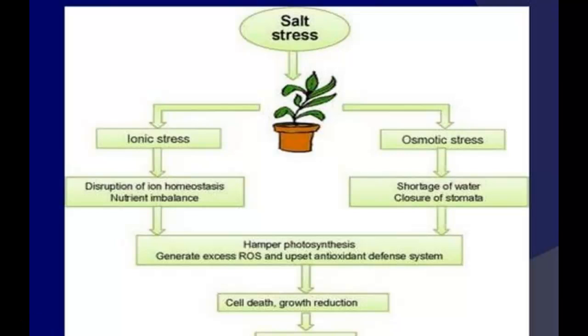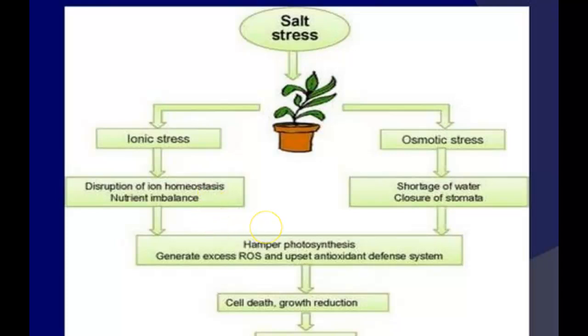Dear students, as we are discussing salinity, here are some general responses of salt stress on plants. Whenever a plant is under salt stress, there are two kinds of stress: ionic stress or osmotic stress. When there is ionic stress, there is disruption of ion homeostasis. When there is imbalance or disturbance in ion homeostasis, then there will be nutrient imbalance.